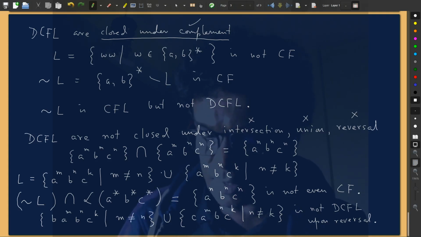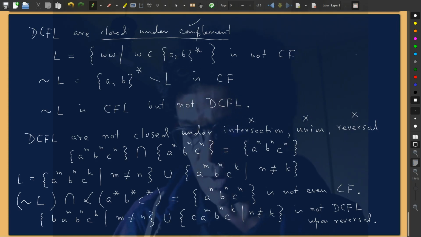So the CFLs and DCFLs are quite different. In fact, we have seen that CFLs are not closed under complement, but they are closed under union. They are actually also closed under reversal, but anyway, whatever it is. So CFLs and DCFLs are different things, and CFLs are more powerful than DCFLs, or in other words, CFL is a bigger class of languages than the class of DCFLs. In other words, non-deterministic PDAs are more powerful than deterministic PDAs.